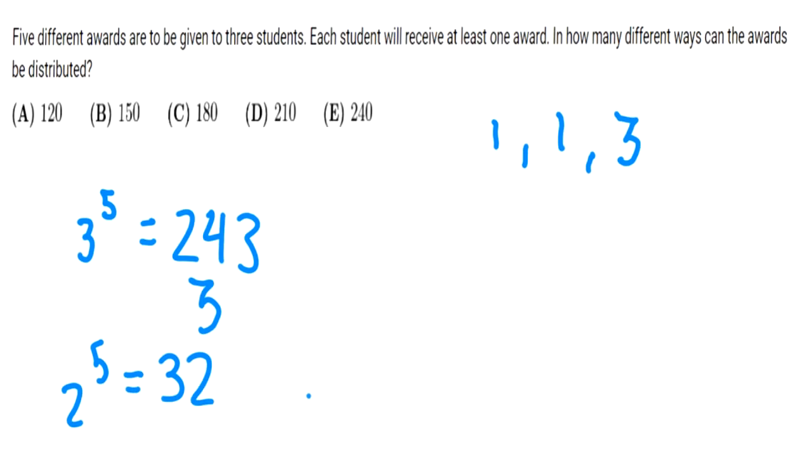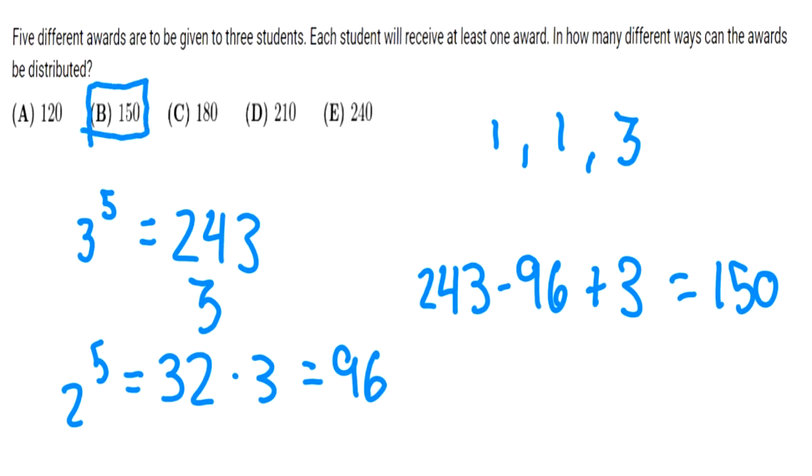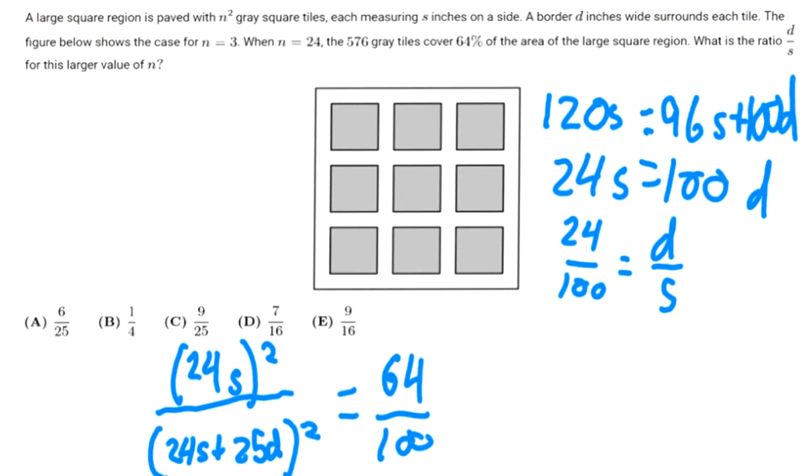And there are 3 people, and this is how much you can get for one person, so you just have to multiply that by 3. So if you multiply that by 3, you get 96. And all you have to do now is subtract 96 from 243, and then you want to add 3, and you would get 150. So our answer is B, 150.